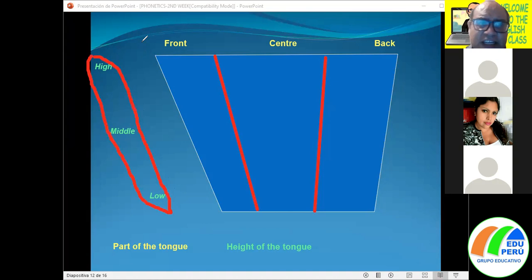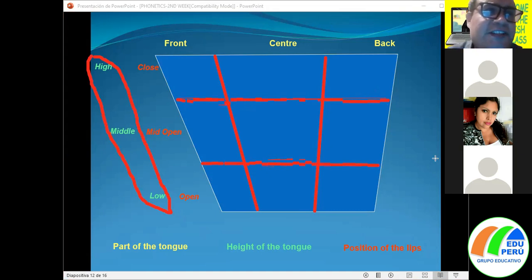Let's pass to the third characteristic. What was the third characteristic? The position of the lips or shape of the lips. When we talk about position of the lips, we are going to have close, mid-open, open, and rounded. Then I'm going to show you the rounded. So we have here close, mid-open, open. So we are going to divide it like this. All right, notice this is a diagram, and in this diagram, we are going to recognize the vowel sounds. So we have these three characteristics: part of the tongue, height or position of the tongue, position of the lips.